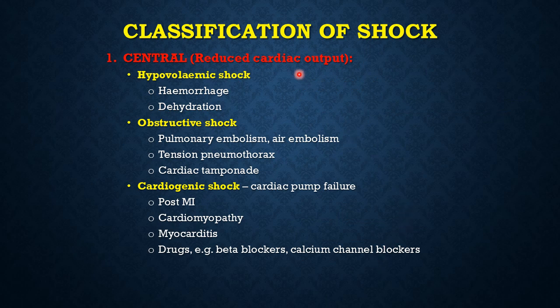So some examples of the central shock where there is reduced cardiac output. First, commonest example is hypovolemic shock, which may be the result of bleeding or dehydration. Then there is obstructive shock. The circulation is blocked or obstructed. This may be the result of a pulmonary embolism or air embolism, or the high pressure in the chest because of tension pneumothorax, or high pressure in the pericardium because of bleeding into the pericardium leading to cardiac tamponade.